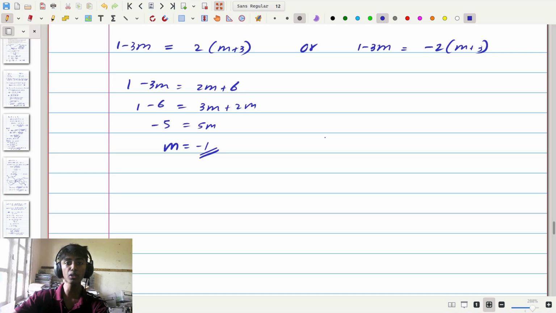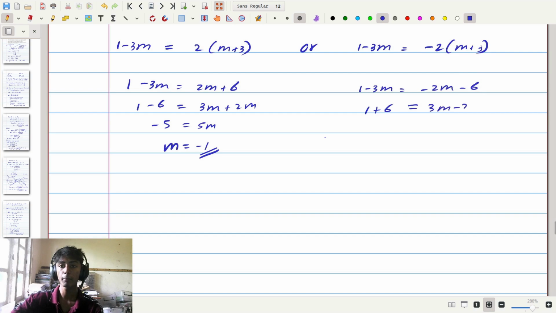Now considering the other solution, we have 1 minus 3m equals minus 2m minus 6, and we can rearrange by taking this 3m to this side and this 6 to this side, leaving us with 1 plus 6 equals 3m minus 2m, leaving us with the solution of 7 equals m, and therefore m equals 7. So either m is equal to negative 1 or m is equal to 7.